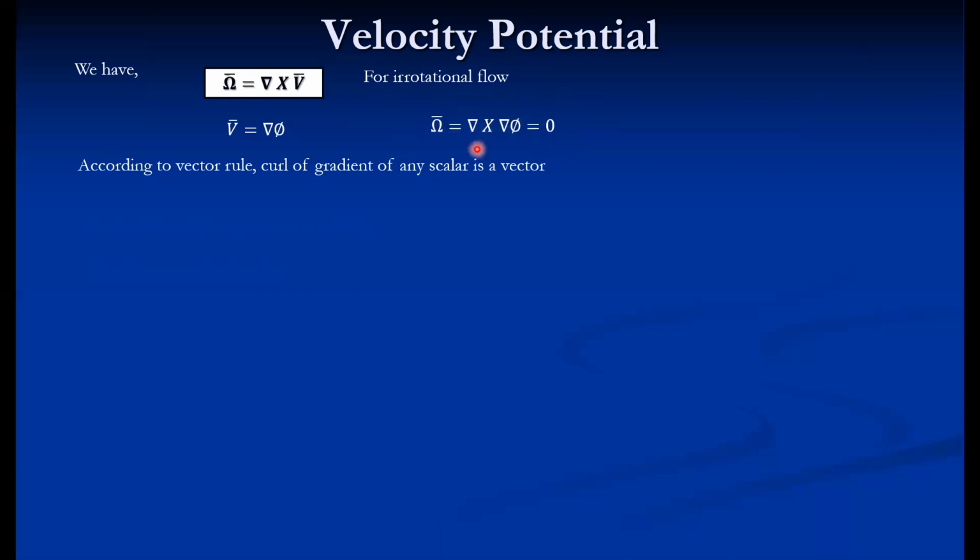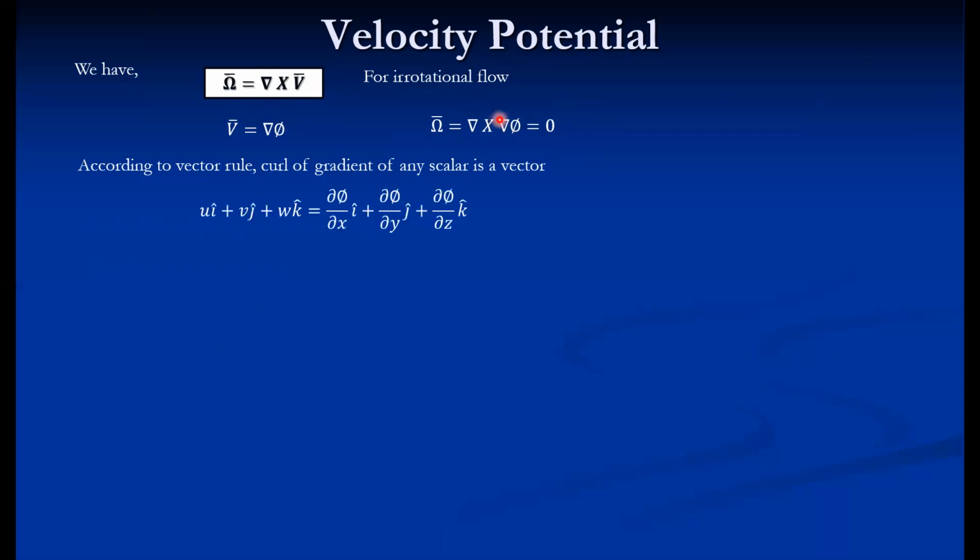And according to the vector rule, when it becomes zero, when you make this substitution, that is, instead of V bar, if we put the gradient of any scalar quantity, the curl of gradient of any scalar quantity is always zero. You can check this. And so this substitution makes the flow irrotational, that is the interpretation.